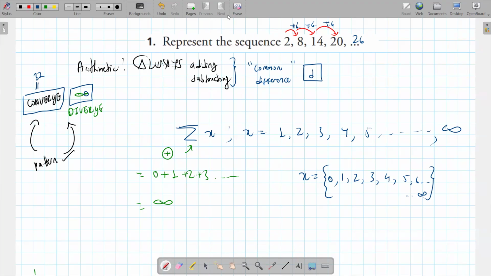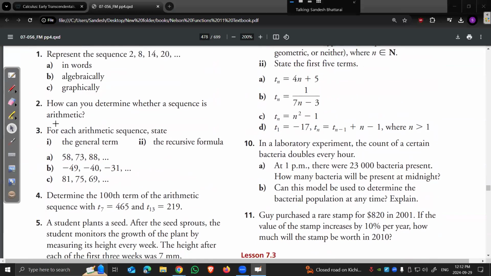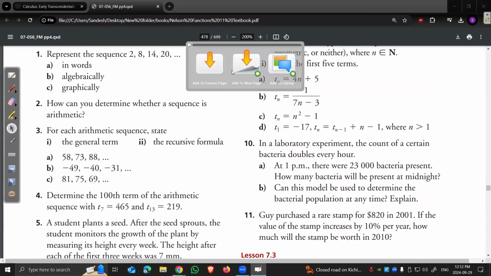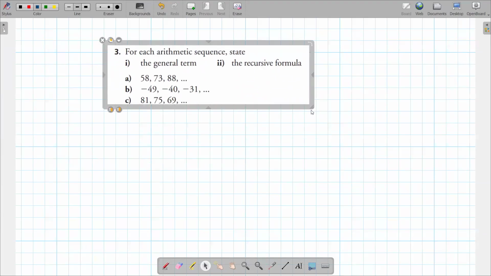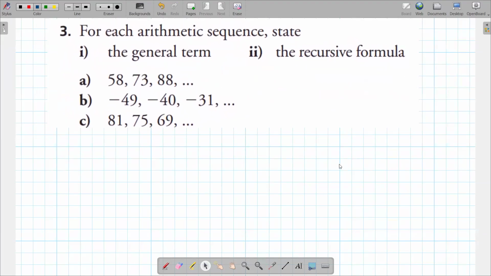Arithmetic is when you have to add a number or subtract a number. Geometric is when you multiply or divide by a number. Let's do some examples. So here this is an arithmetic sequence. It just says up there, even if it didn't say it, you can see that we're adding or subtracting the same number throughout. Let's look at a. So our first term, our a value is 58. What is our common difference? 15.